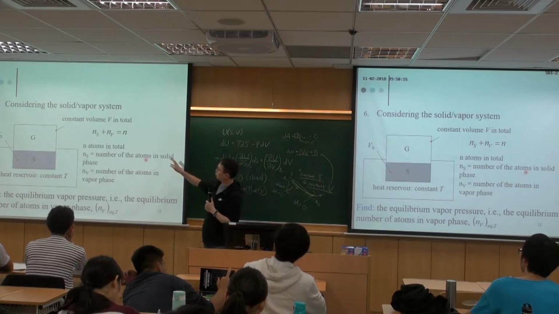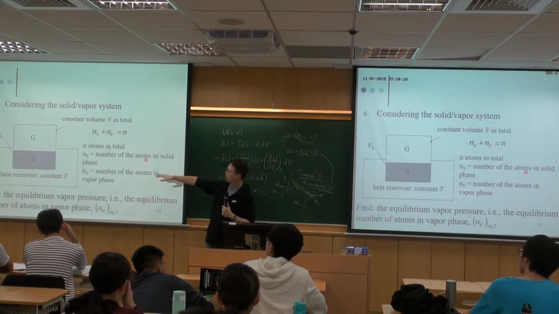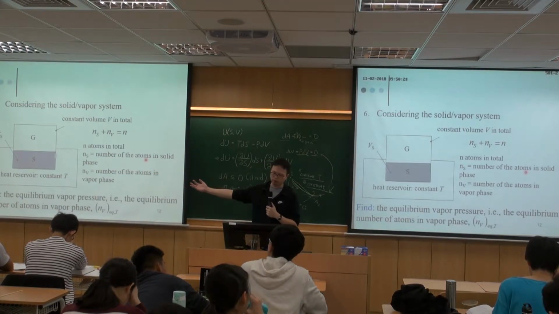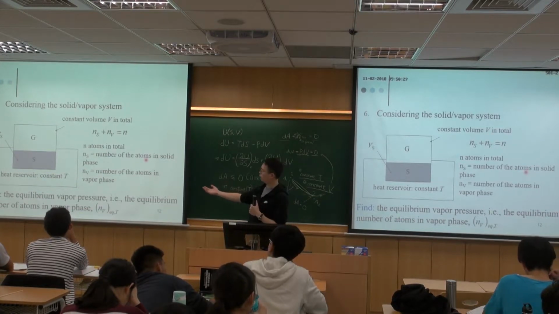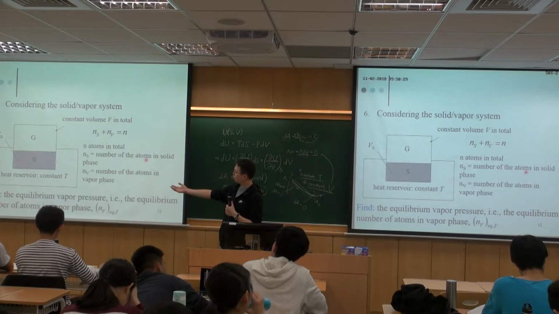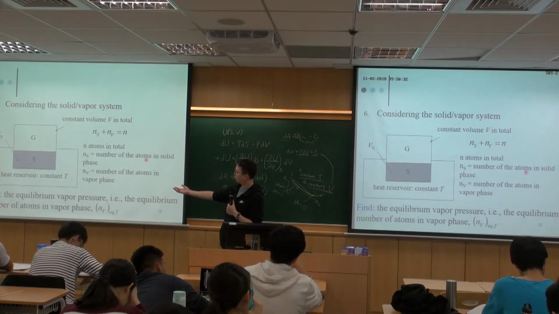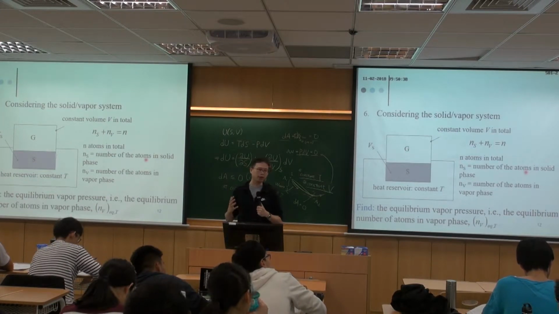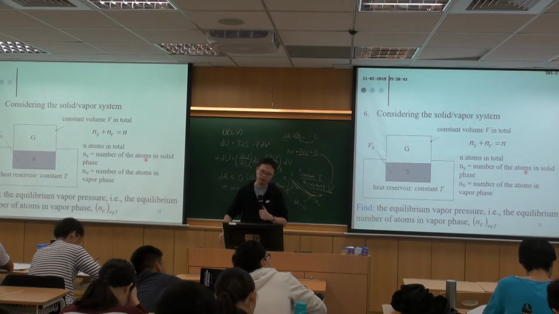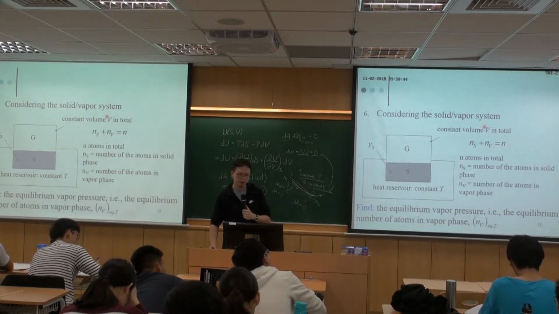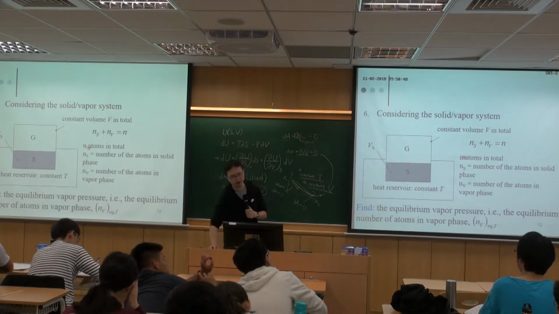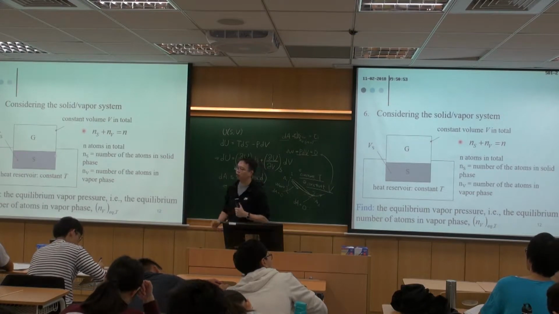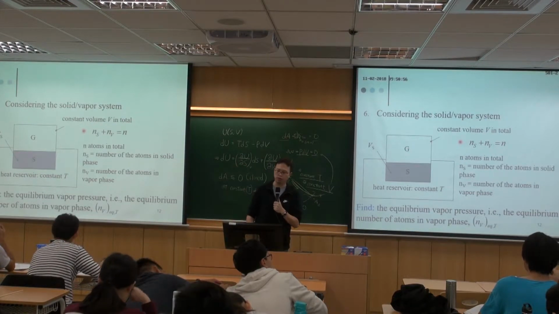So considering a solid vapor system, you have the solid, let's consider maybe carbon dioxide. For instance, you have the evaporation or sublimation, from solid CO2 to gas CO2. Okay, and they're all confined in the same box, and this box has a constant volume. So the total volume is V, and we know that because the total number of particles is a fixed number, Ns plus Nv is equal to N.